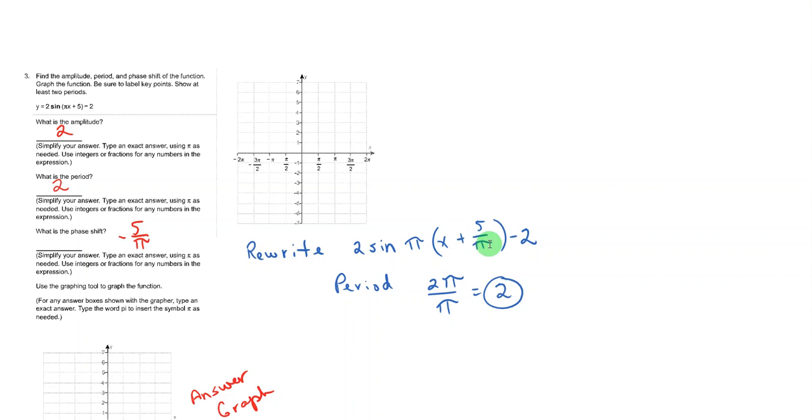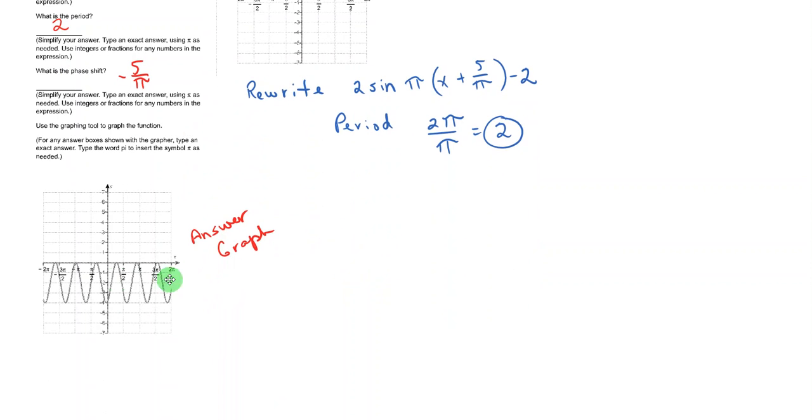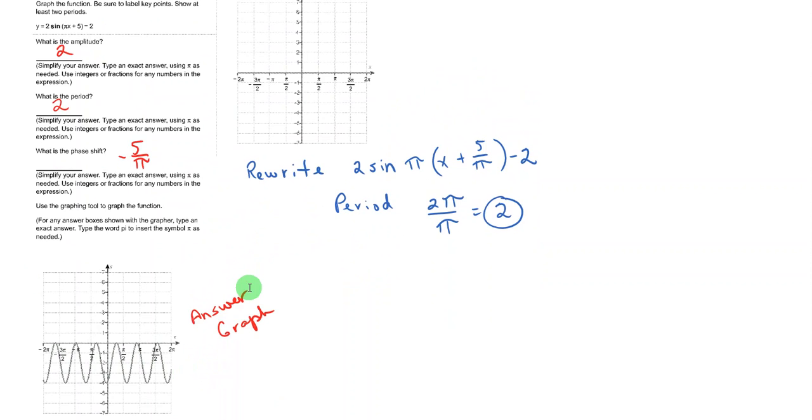Because it's positive here, we are going to the opposite direction. So you'll put a negative 5 over pi for your phase shift. That should work there. And here is our graph. And we had a vertical shift of down 2. So we are down here.